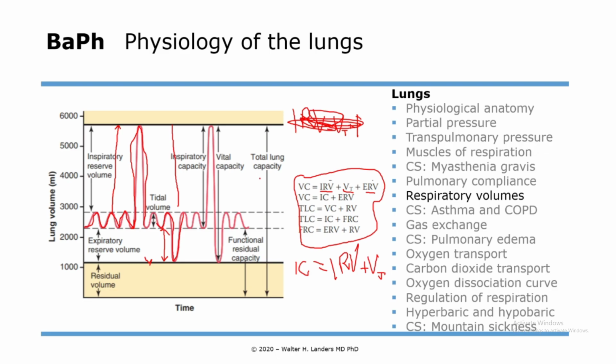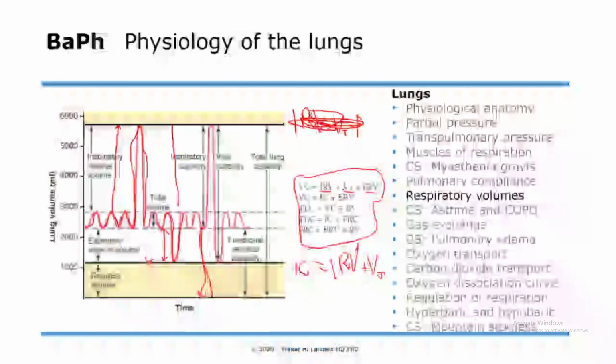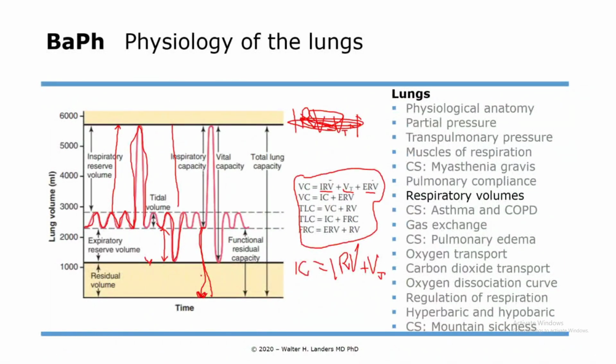Then there's vital capacity, which is IRV plus VT plus ERV. And then there's something called functional residual capacity, which is when you're breathing normally and you stop breathing, it's the amount of air that's still inside your lungs that you can use for gas exchange. And then total lung capacity is everything together.